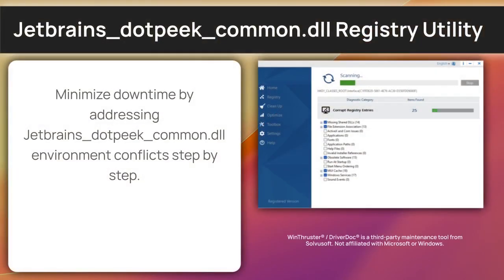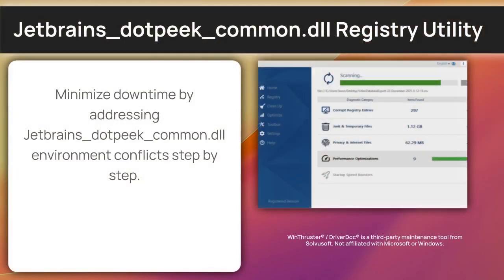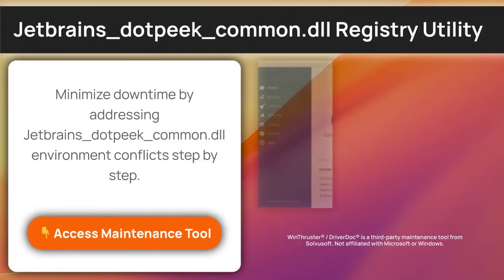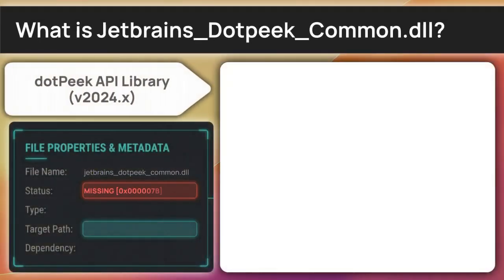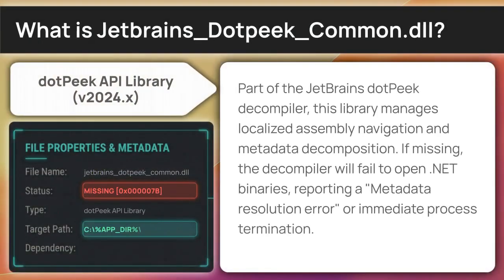Before we get started with JetBrains .peak common, you may want to try the diagnostic path below to ensure your system is properly synchronized. This is the JetBrains .peak common, part of the JetBrains .peak decompiler. This library manages localized assembly navigation and metadata decomposition. If missing, the decompiler will fail to open .NET binaries, reporting a metadata resolution error or immediate process termination. With that background out of the way, here is how we actually restore the missing component.